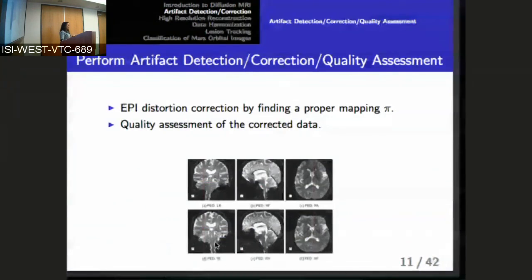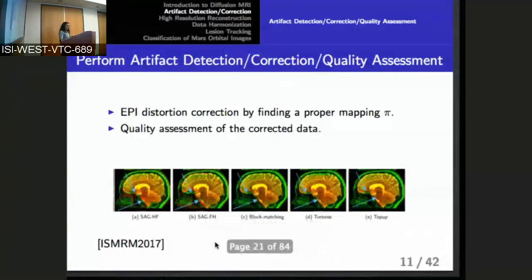And we did some quality assessment for this kind of thing. For example, given the images, the green here shows the structural image, and the red channel here is the overlaid registered image. I will not go through the detail here, but all I need to say with this slide is that quality assessment of this data is very important.